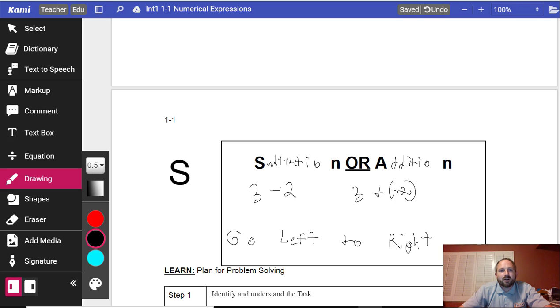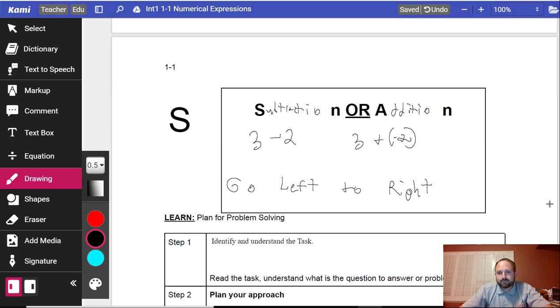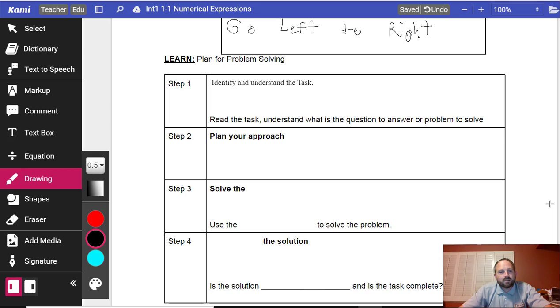So here's our third page. Plan for problem solving. The first thing we're going to have to do is identify and understand the task. What is it that we have to understand? What's the question we have to answer? What's the problem we have to solve? Figure it out, and then plan your approach.